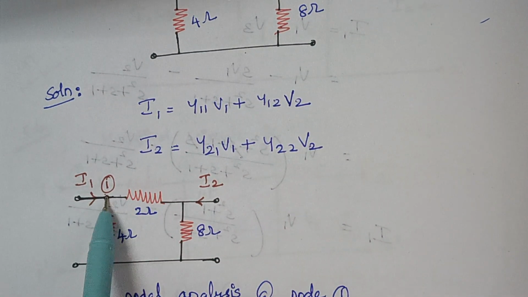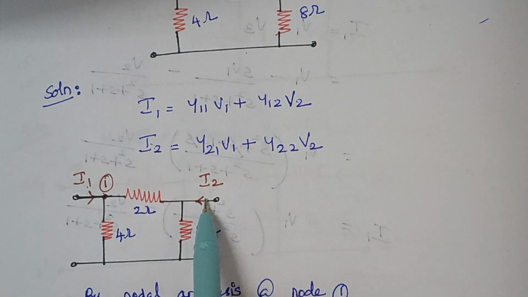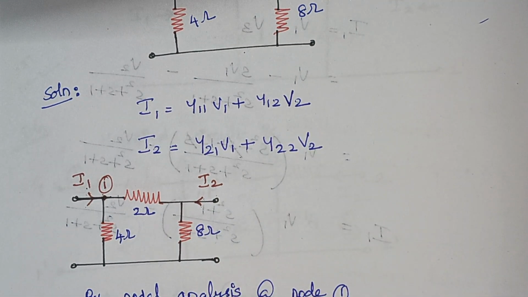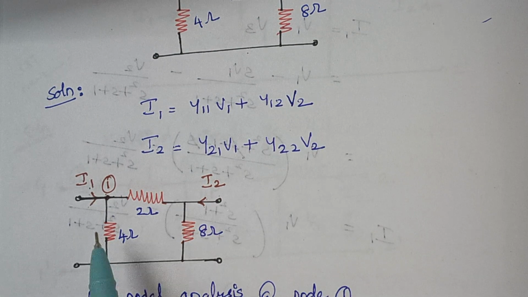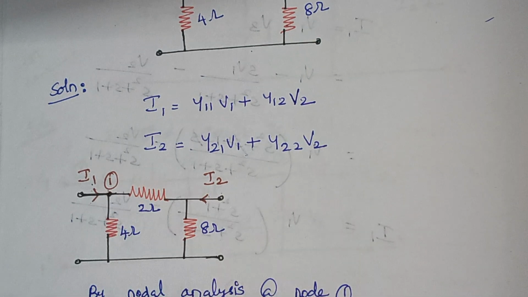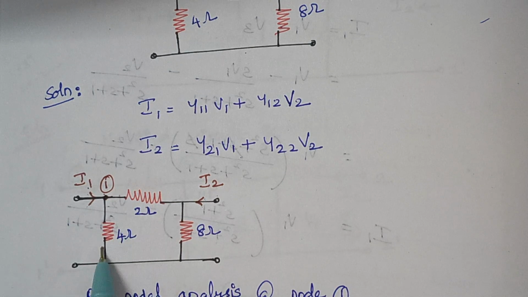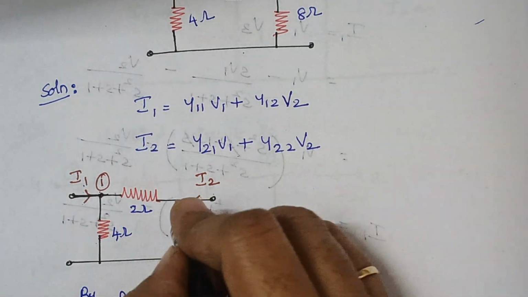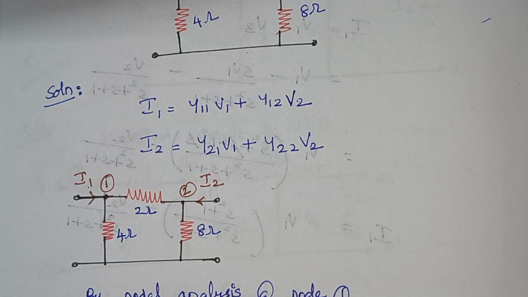So first you see, I am considering node 1. And respectively the current through the input port is I1 and the current flowing through this output port is I2. So now we are going to apply nodal analysis at node 1. So here to this node 1 how many elements are connected? Two elements are connected. So this is your node 1 and obviously this is your node 2. So we are going to write the nodal equations.